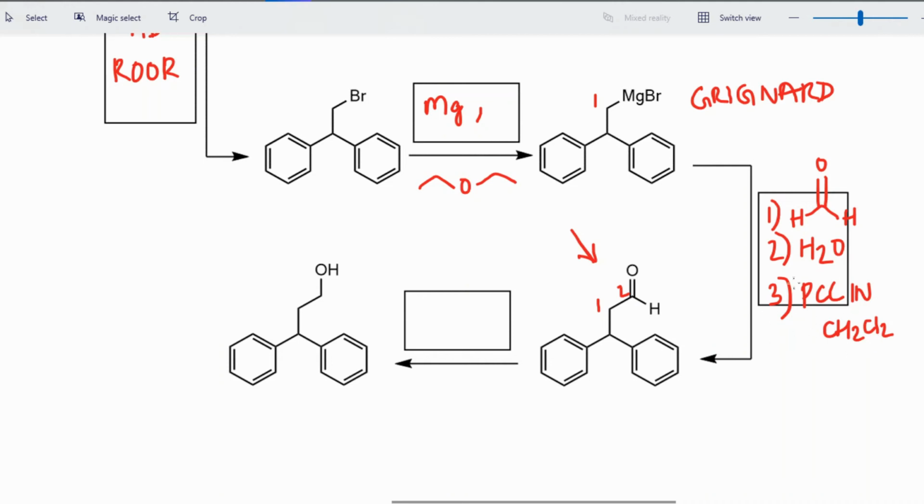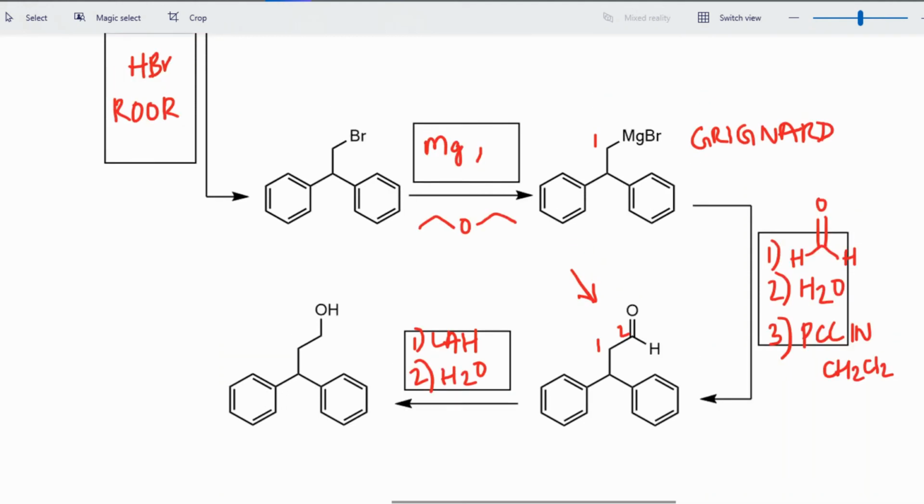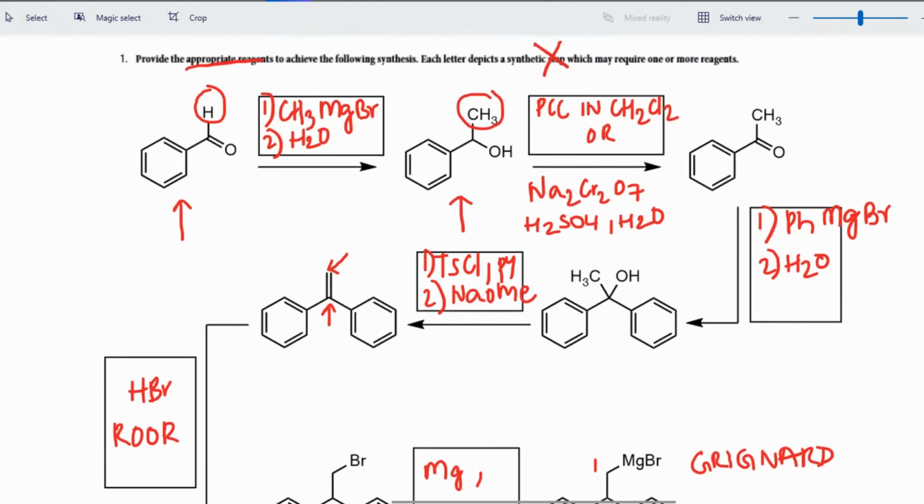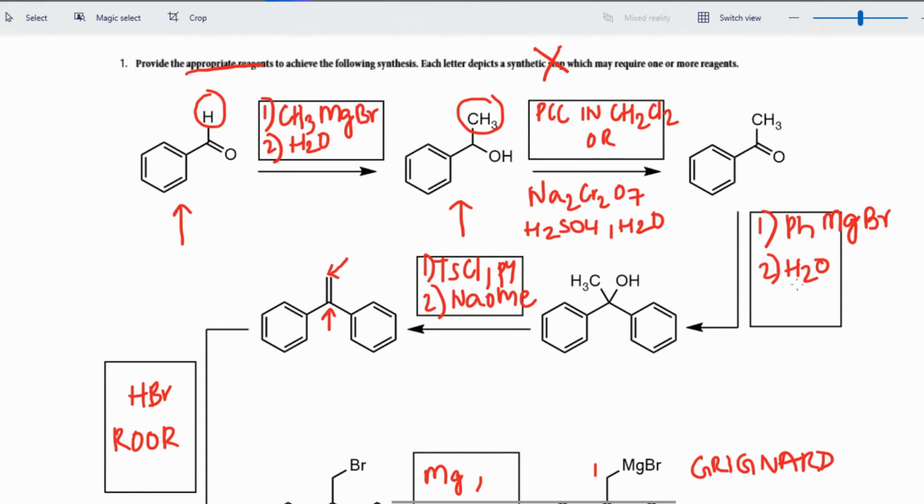And finally, I want to get back all the way to the very end, because I like to make you guys work for it. Essentially, going back a step, if you think about it, I want to reduce our aldehyde to a primary alcohol. And I would do that. You can use one of 3 methods, but the easiest would be to use lithium aluminum hydride, LAH, followed by water, H2O.